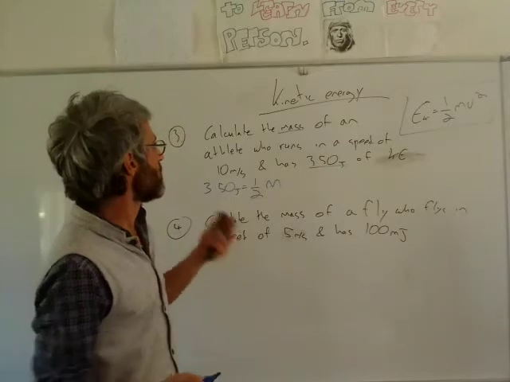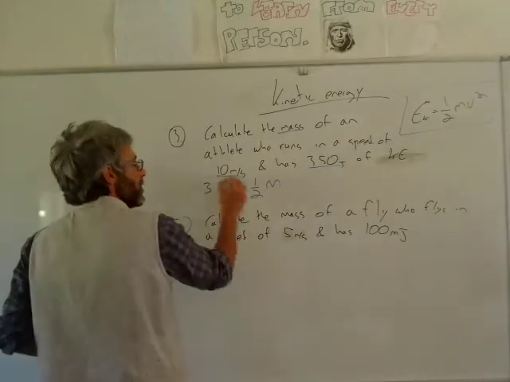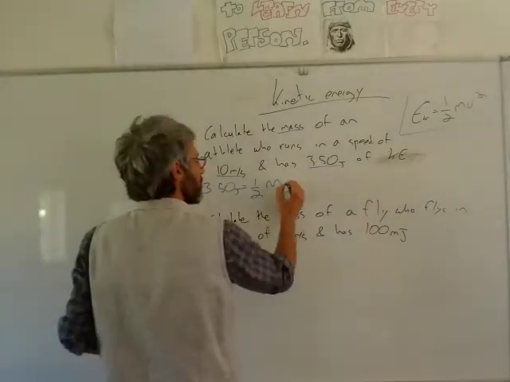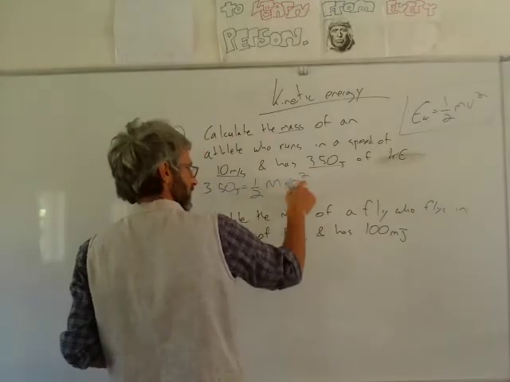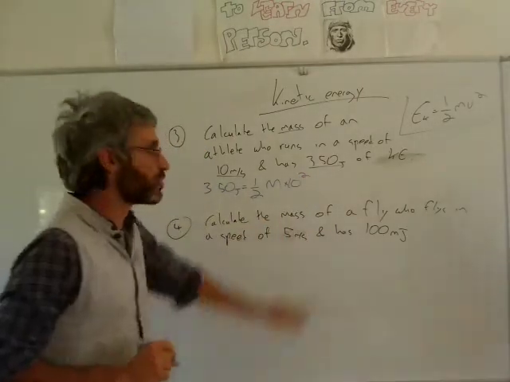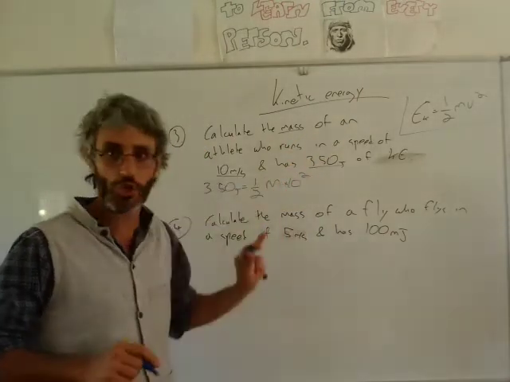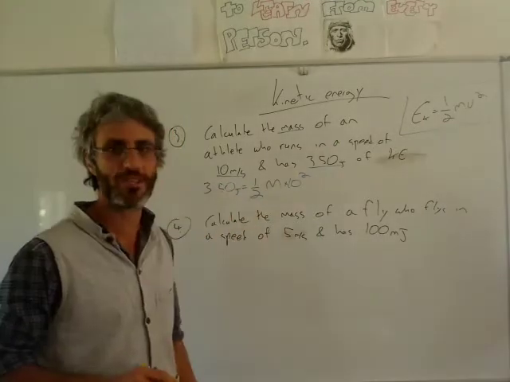v. What is v? It's the speed. Do I know the speed? Here we go, 10 meters per second. So I'm going to write 10 meters per second. I need to square it, that's what the formula tells me. Square just the speed, not the rest of the stuff, just the speed.